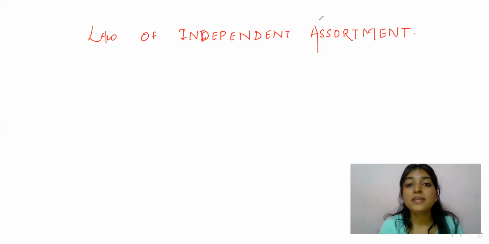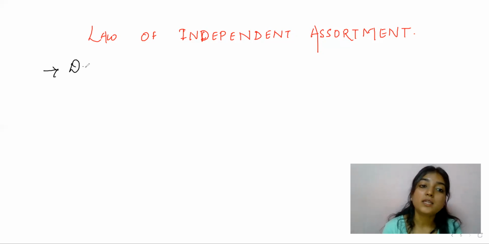Now, this can only be explained in the dihybrid cross. I'll tell you the monohybrid cross, dihybrid, and the trihybrid. Mono means single, di means two, and tri means three. So, when we do hybridization with a single character, it is monohybrid. When we take two characters, then it is dihybrid. When we take three characters, then it is the trihybrid cross. So it is best explained in a dihybrid cross.